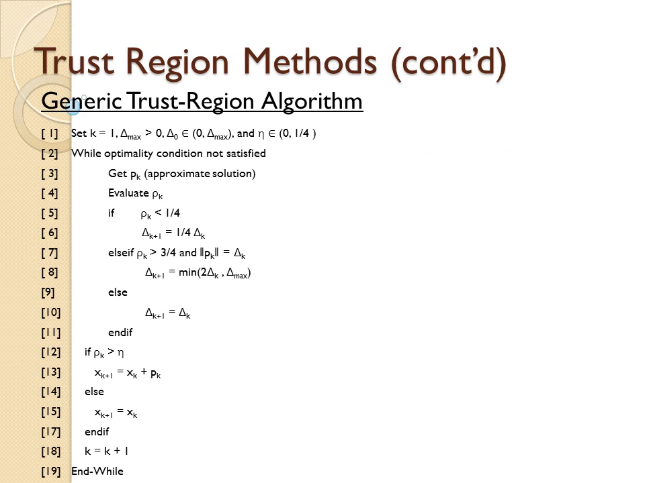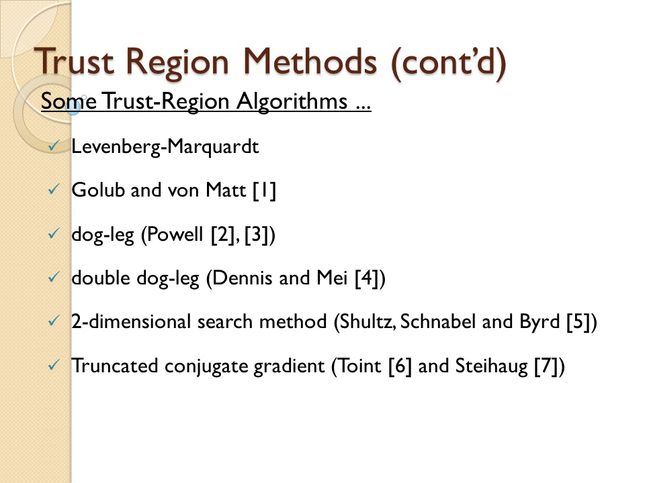This is in fact a generic trust region algorithm one needs to follow while solving optimization problems using this approach. Some examples of trust region algorithms are Levenberg-Marquardt, the most popular one, Golub and von Matt, dogleg, double dogleg, two-dimensional search method, and truncated conjugate gradient method.